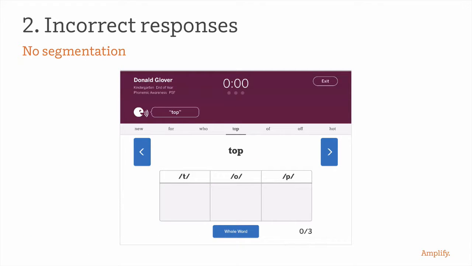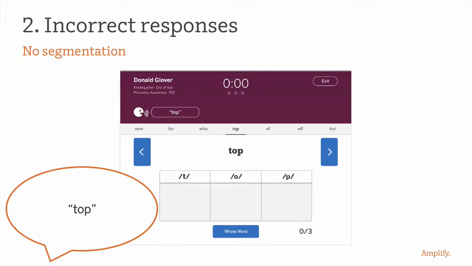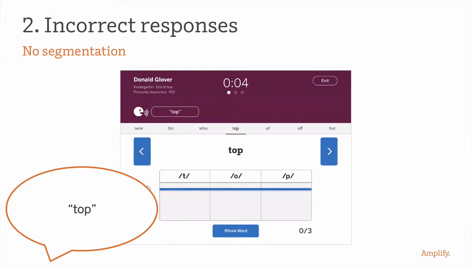If a student repeats the word instead of segmenting it, draw a continuous line under the word. M-Class awards 0 points because the student did not produce any correct segments. Alternatively, you can tap the whole word button at the bottom of the screen.